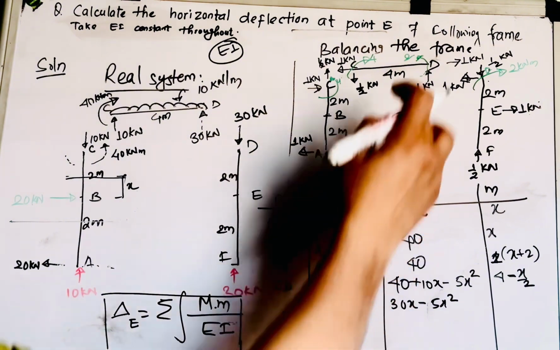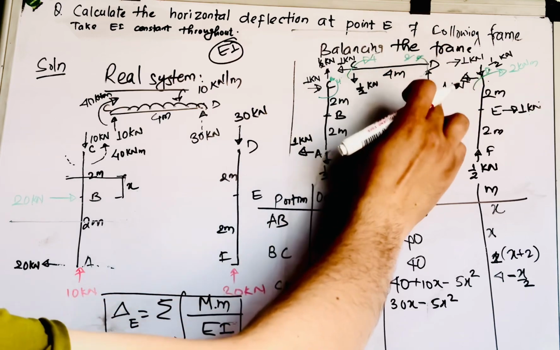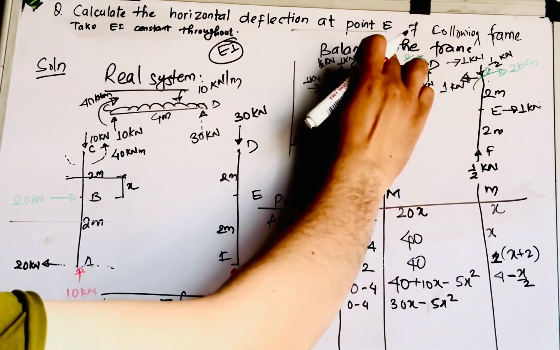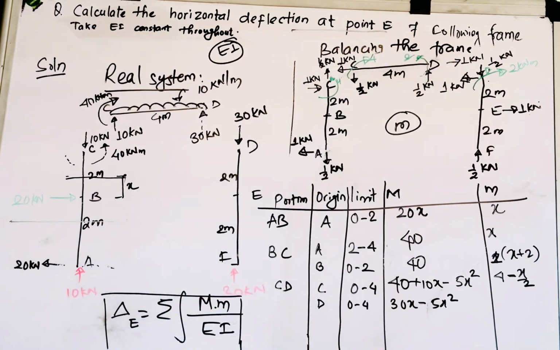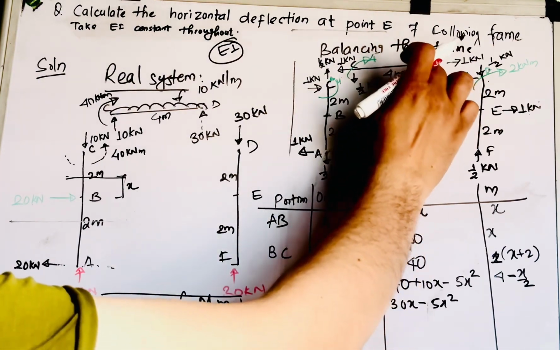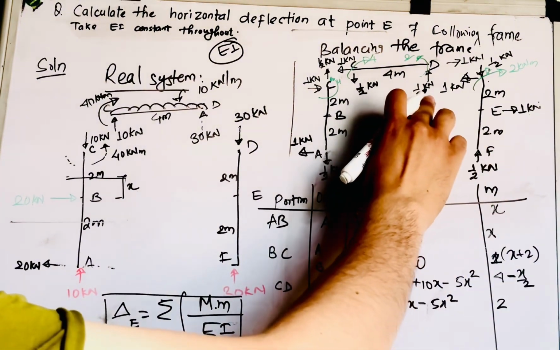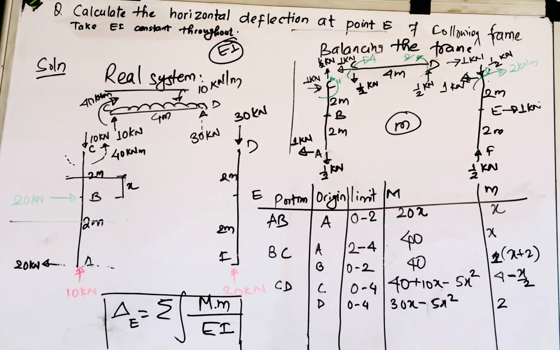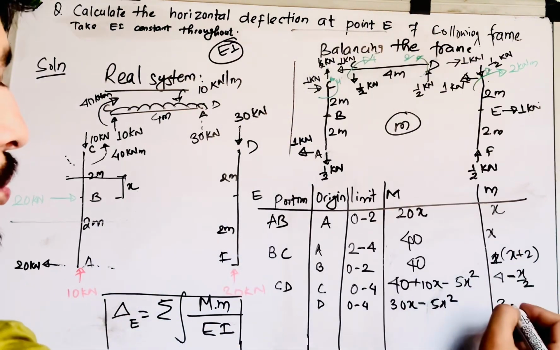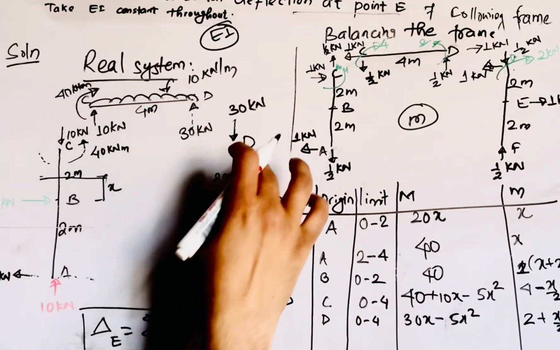In a similar manner, if you take the origin as D of this virtual system, what will be the value of moment at this section x if you take D as the origin? Look, 2 is anti-clockwise, so 2 is positive, and 1 by 2 is upward, so it is giving again anti-clockwise, right? So it will be 2 plus x by 2.